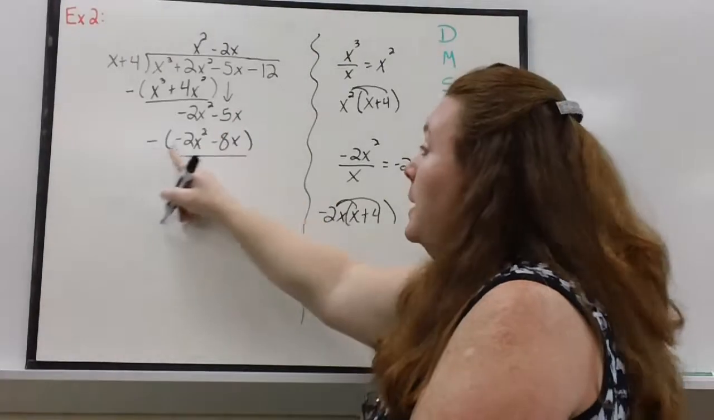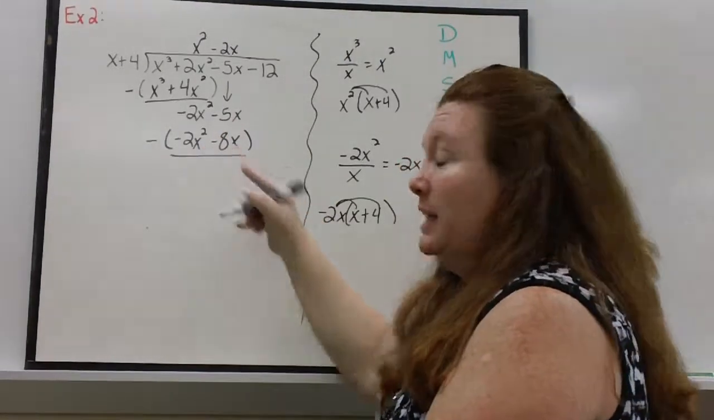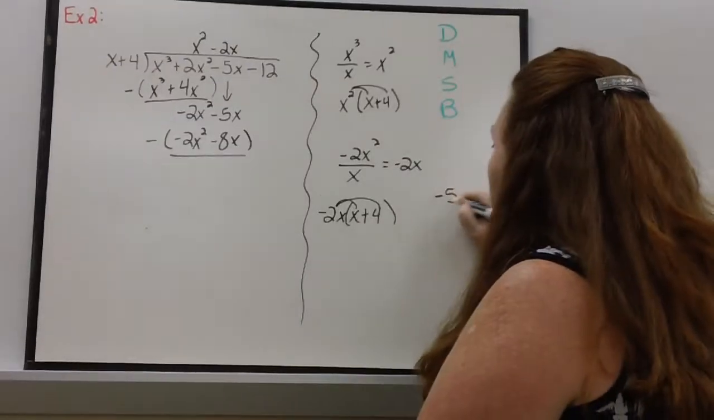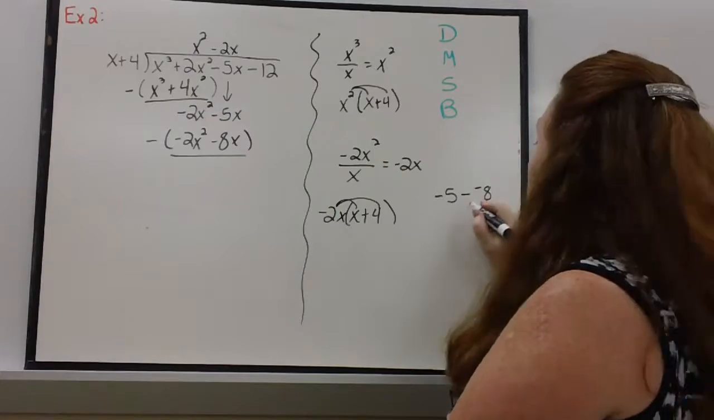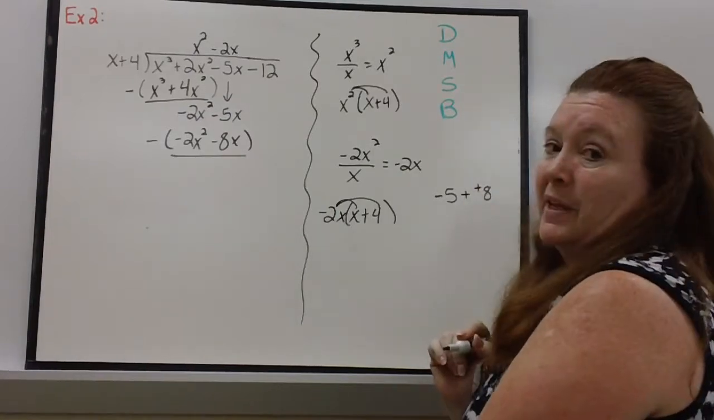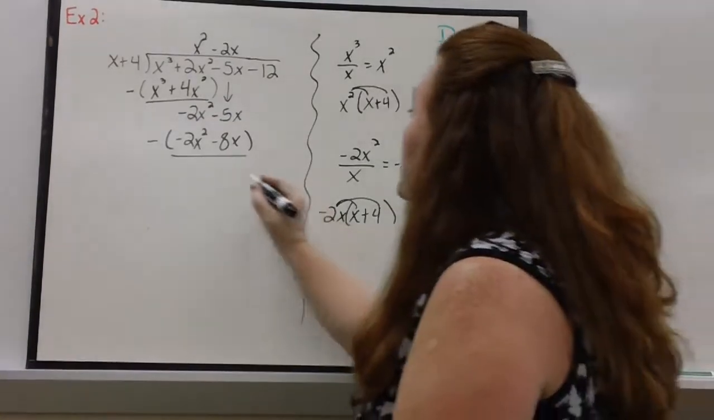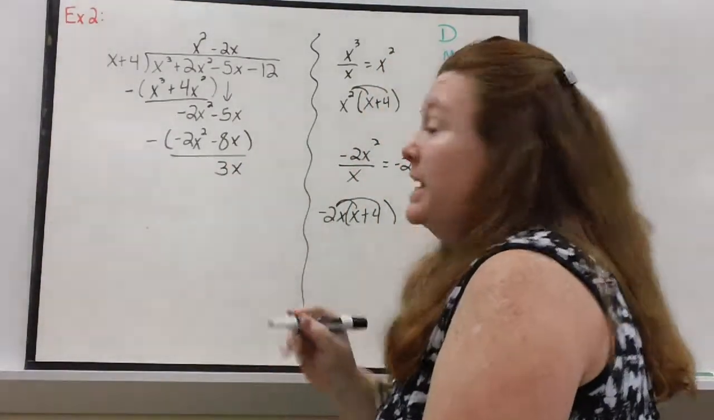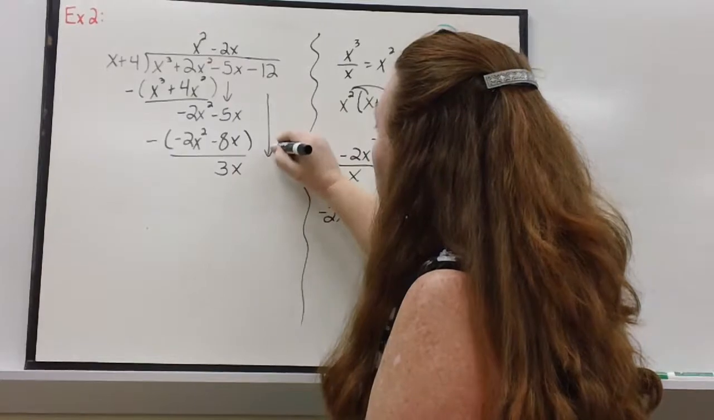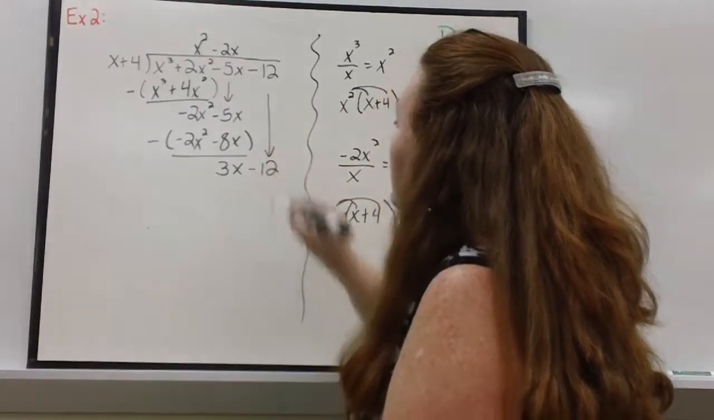Negative 5 minus negative 8. Let me write that down over here. That is negative 5 minus a negative 8, which is plus a positive. That gives me 3. So I have 3x. Bring down. I'm going to bring down this negative 12.